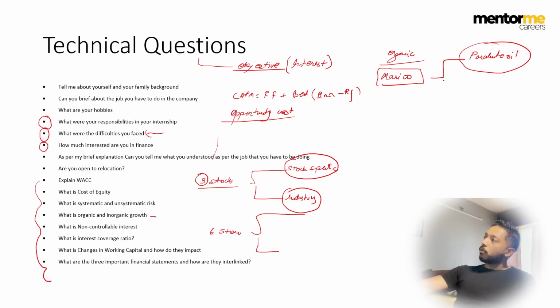But what if there is another oil company which makes parachute oil? Let's say the company's name is ABC.